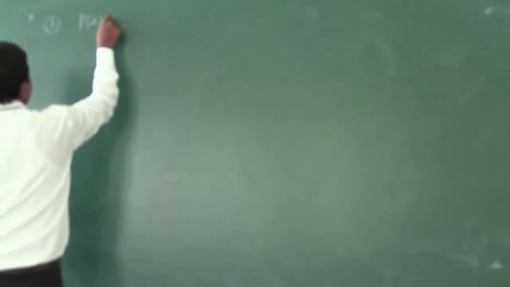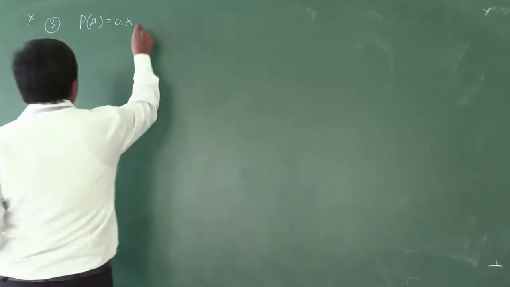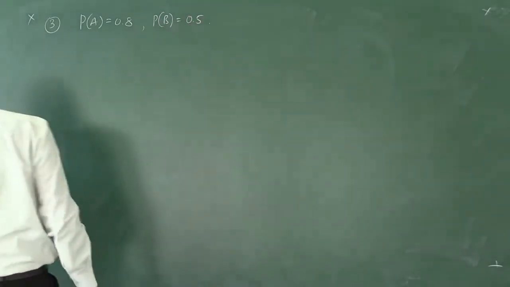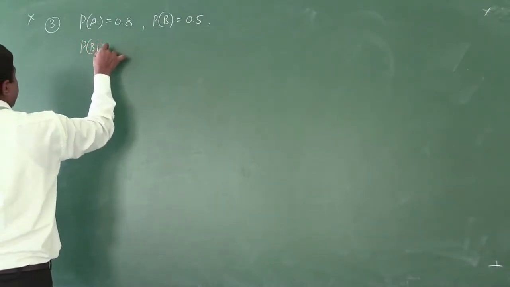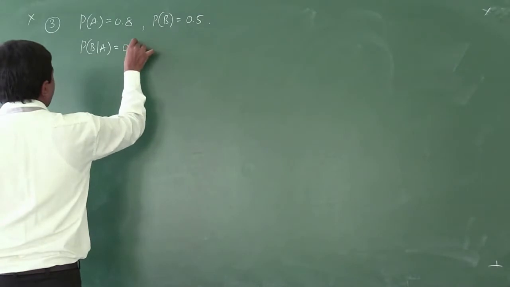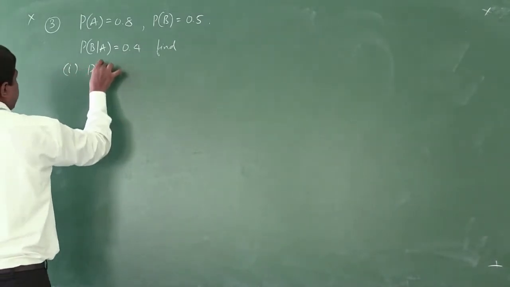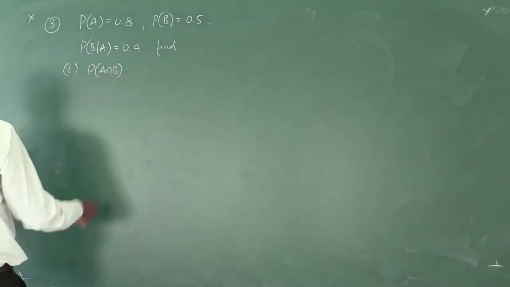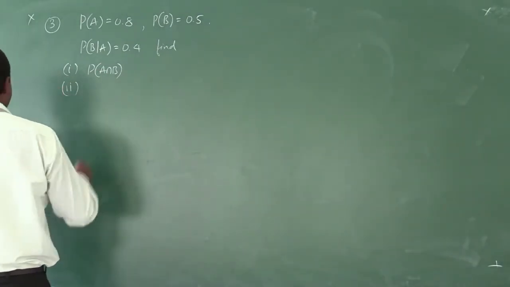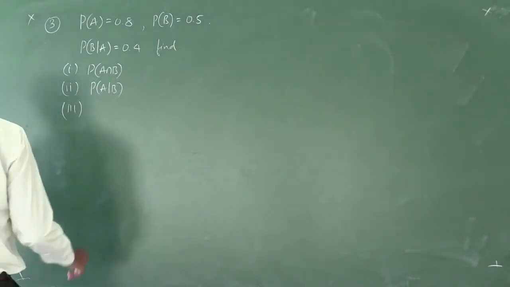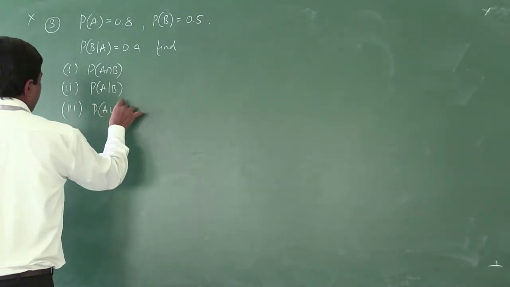Okay, next question, question number 3. It is given P of A equals 0.8, P of B value is given to be 0.5, and P of B bar A value is given to be 0.4. We need to find, question number 1, P of A intersection B. Question number 2, P of A bar B. Question number 3, P of A union B.